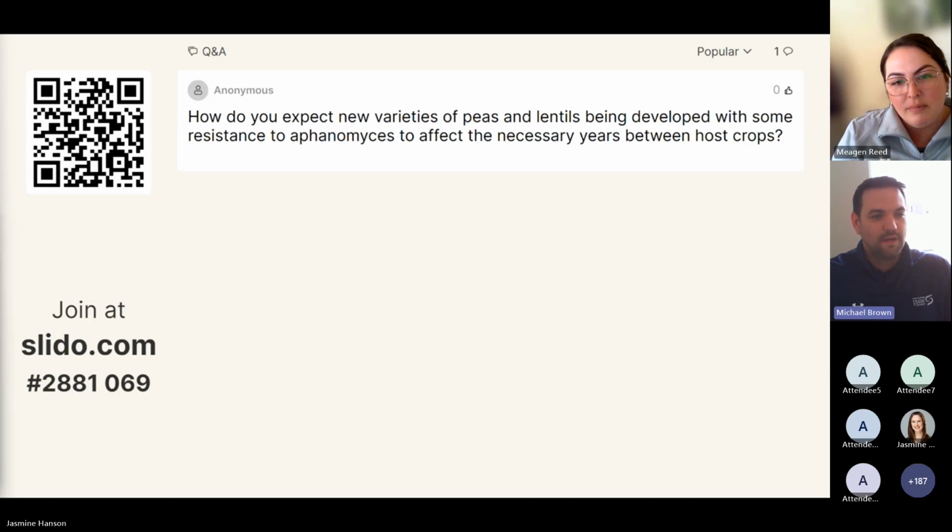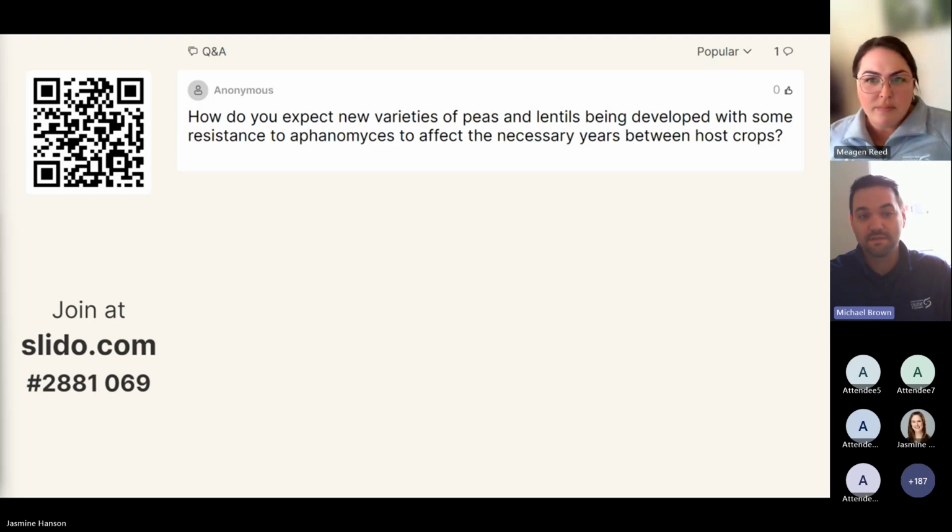And then following up on the resistant varieties and breeding here, how do we expect those new varieties with some resistance to Aphanomyces to affect necessary years between host crops? Oh, that's a bit of a ball of wax. I want to lob this back to you, Mike. For me, it's an easy answer, right? We don't know yet. Yeah, we don't know yet. I mean, lots of development for it. So I'll let you go.